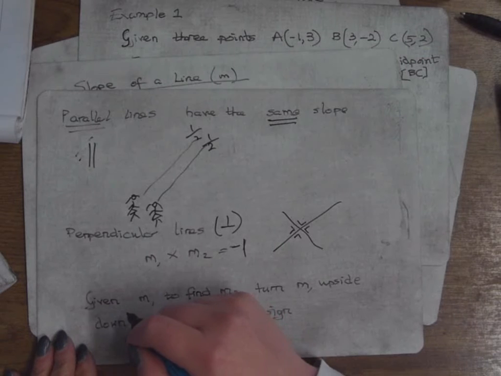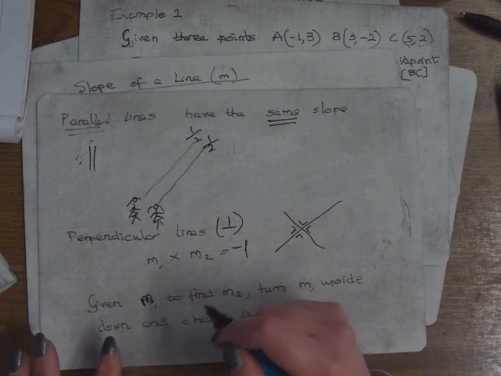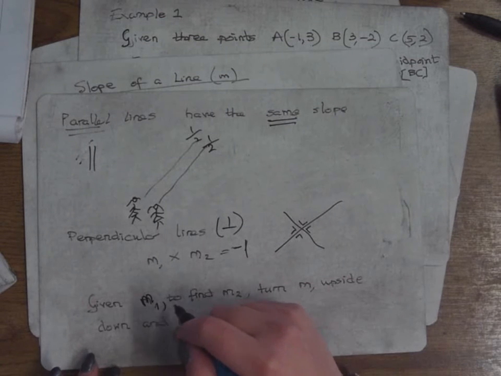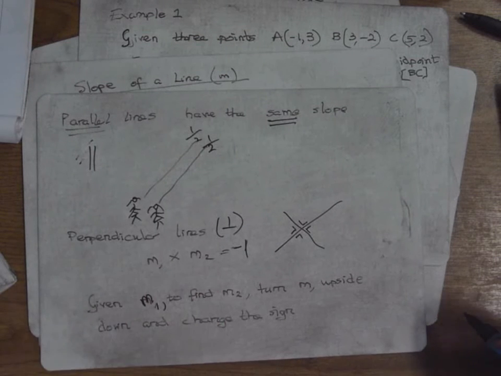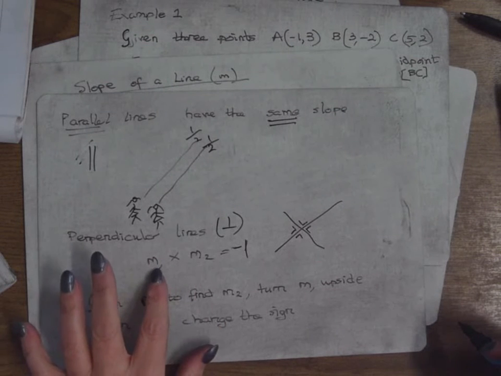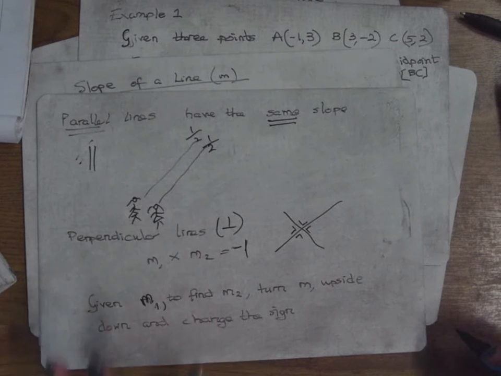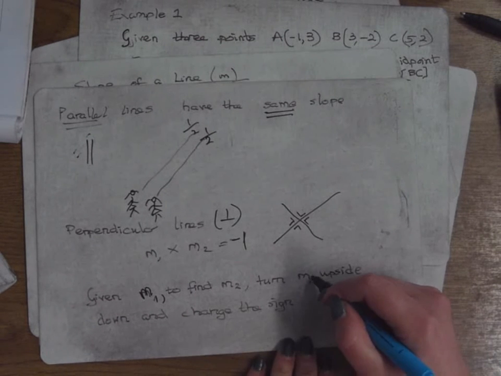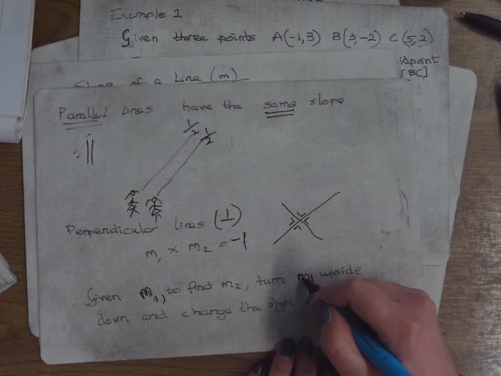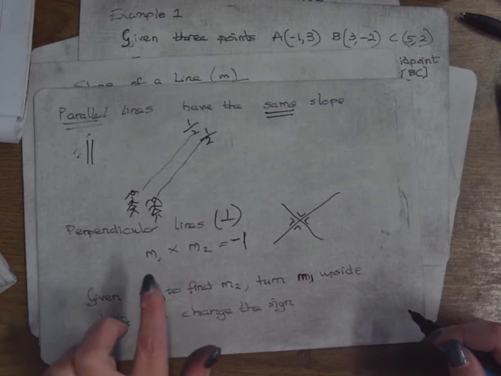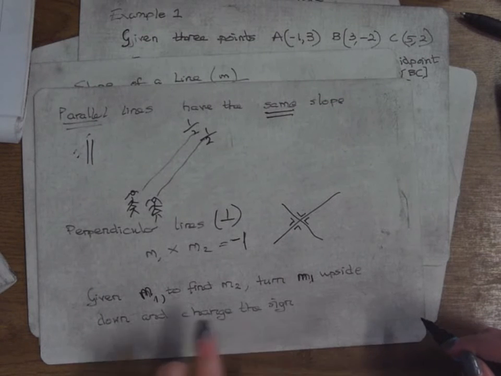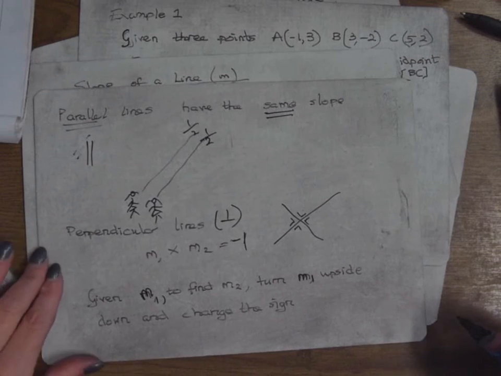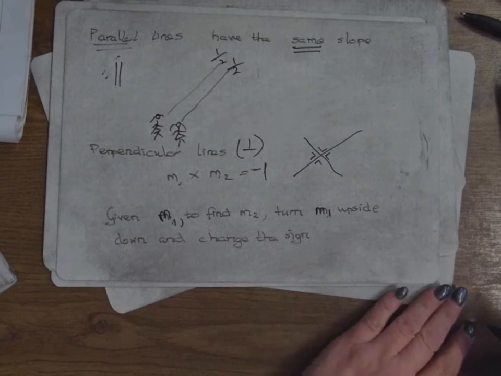Okay, what if I told you the slope of one line? So I gave you M1. How would I find M2 if I said line 2 is perpendicular? So I give you the slope of one line and I tell you the second line is perpendicular, find the slope of the perpendicular line. Okay, you turn M1 upside down. So basically you're looking for the number that multiplies by it to give you -1. So you turn M1 upside down and you change the sign. Right, okay, I'll do a few examples of that. It's probably just words until you see it.